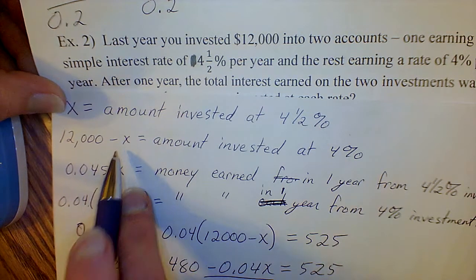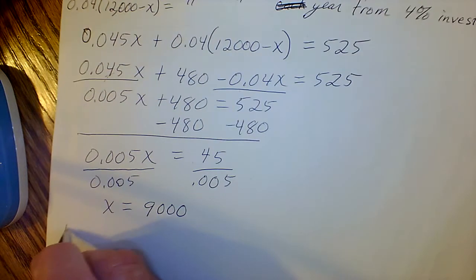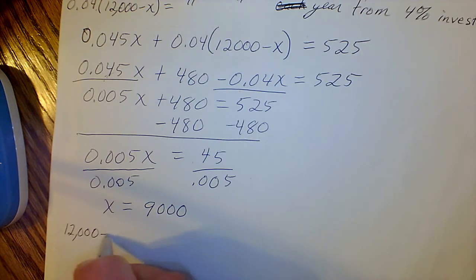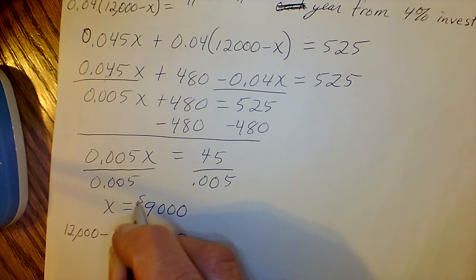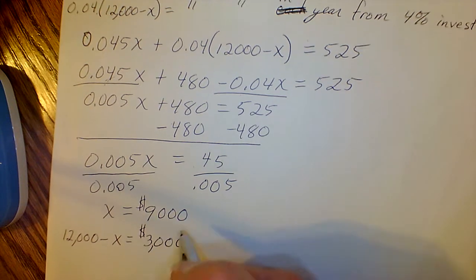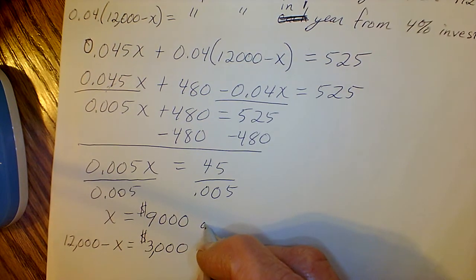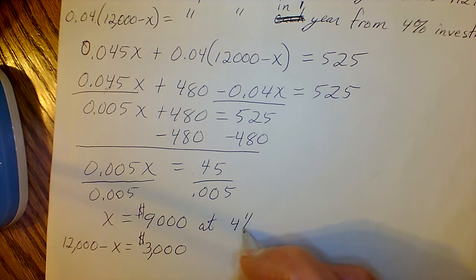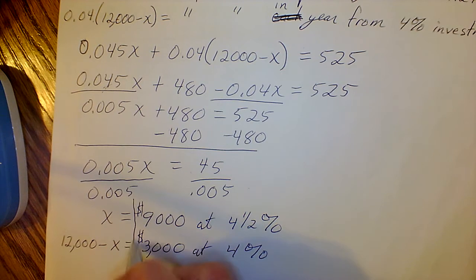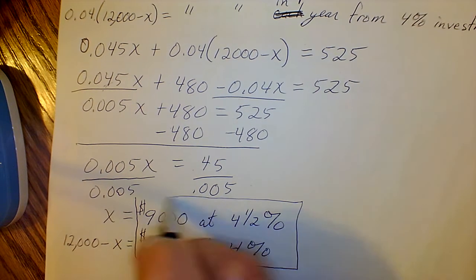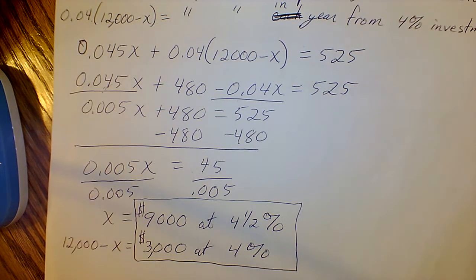Well, 12,000 minus X. So 12,000 minus X is going to be 3,000, because 12,000 minus 9,000 is 3,000. So first of all, let's make sure we show that this is dollars as opposed to yen. It was $9,000 at that 4.5% rate. And then we invested $3,000 at the 4% rate. And we've answered all the questions that we were asked, and we remembered to label our problems.